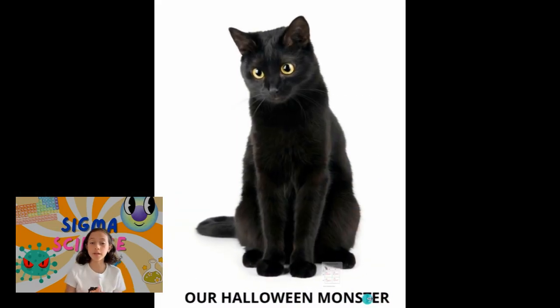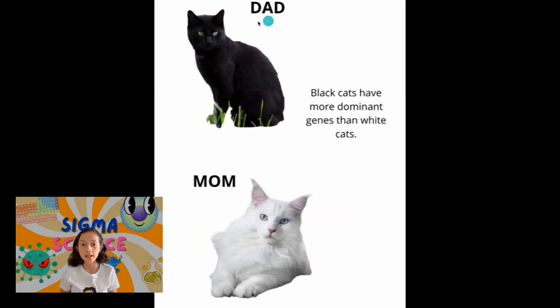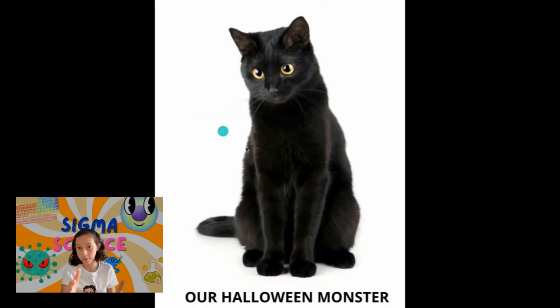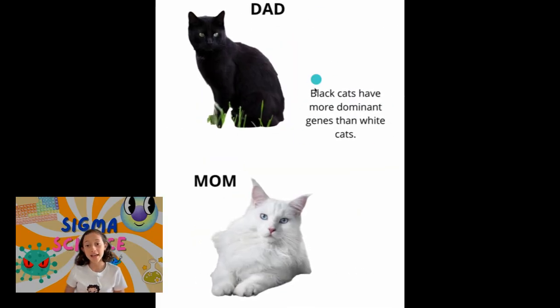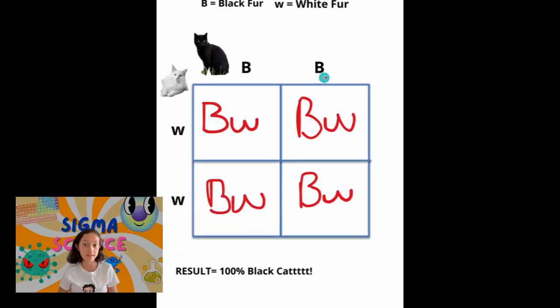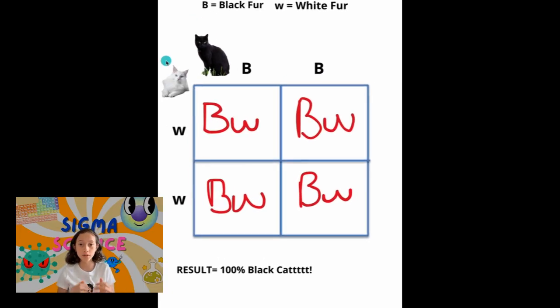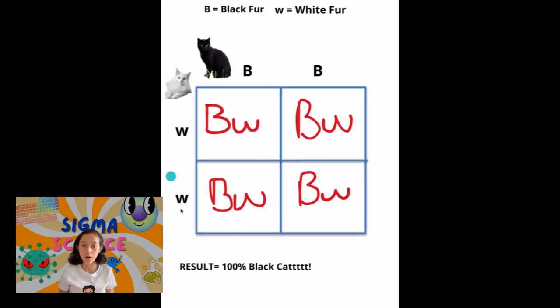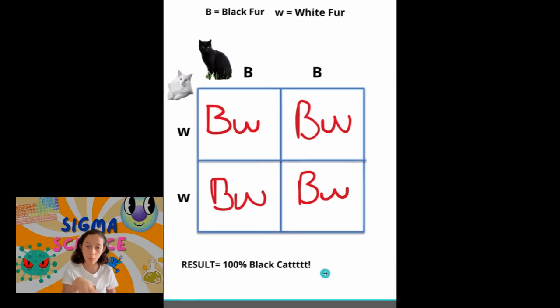Okay, so this would be our final result of our Halloween monster, the Black Cat. Now, there's the dad and mom of the monster. And black cats actually have more dominant genes than white cats. Also, we have big B for black fur, little w for white fur, and if you combine, you'll get 100% result of black cat in the whole Punnett squares.